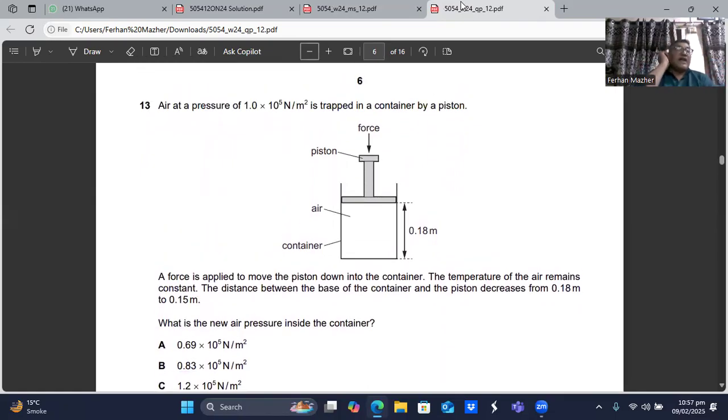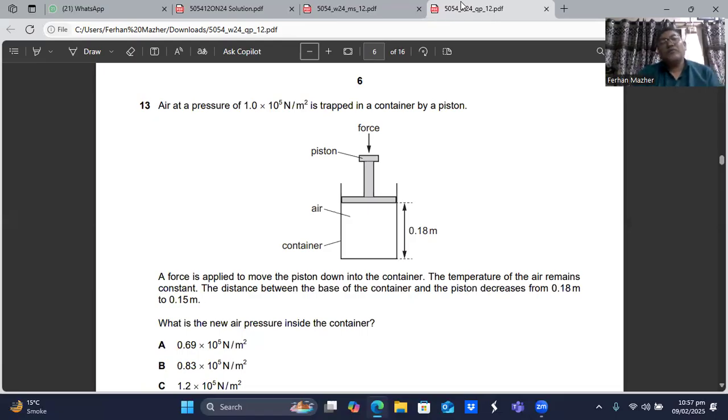Question number 13. Air at a pressure of 1 times 10 to the power 5 Newton per meter square is trapped in a container by a piston. A force is applied to move the piston down into the container. The temperature of the air remains constant. The distance between the base of the container and the piston decreases from 0.18 meter to 0.15 meter. What is the new air pressure inside the container?